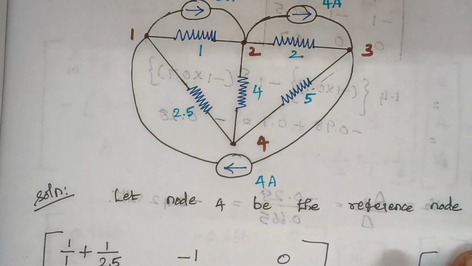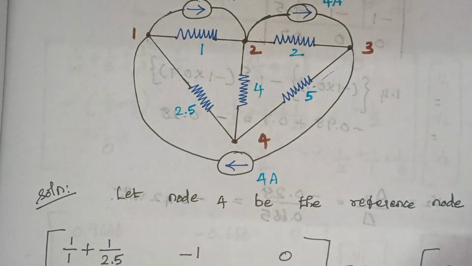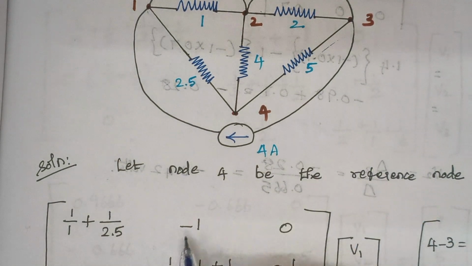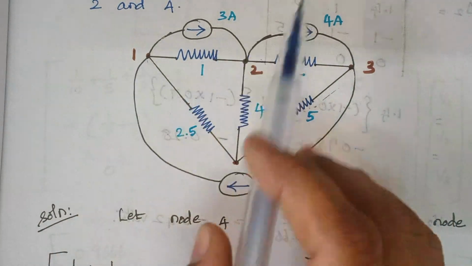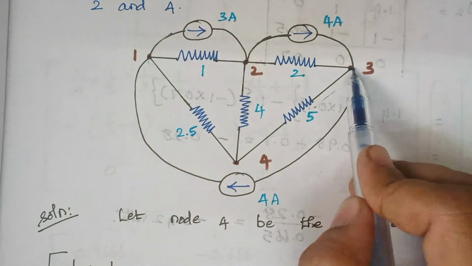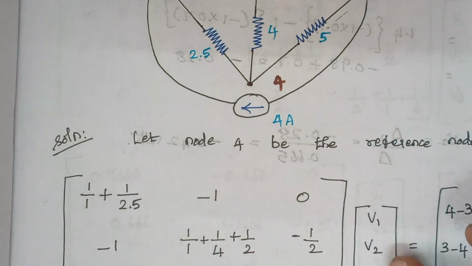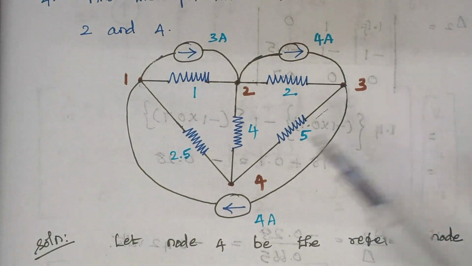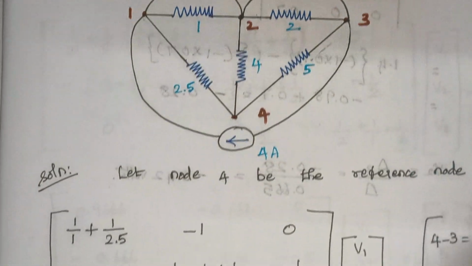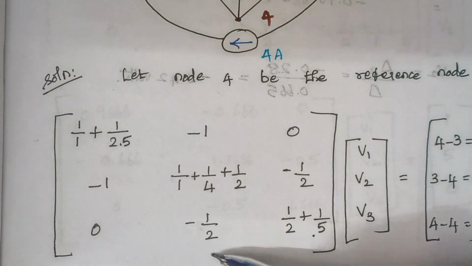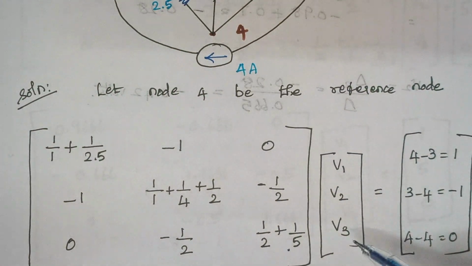The next thing is the resistor which is connected between node 1 and node 2 is 1. So here you have to take the negative sign. So here it is minus 1. So again the resistor which is common between node 1 and node 3, there is no common resistor. Therefore, here it is 0. Again, the resistor which is connected between node 2 and node 3 is 2 ohms. Therefore, here minus 1 by 2 and here also minus 1 by 2. Right. And as usual, the voltages are V1, V2 and V3.